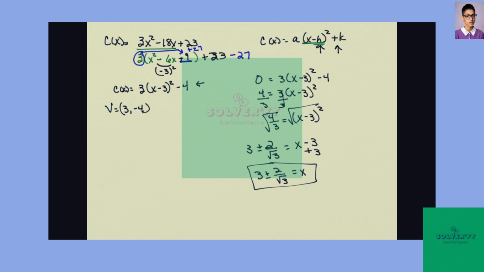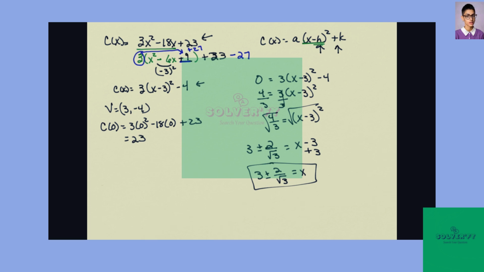The y-intercepts are really quite easier. We need to just put 0 in place of x. So I want to do that in this form. So if I go c of 0, that's going to be 3 times 0 squared minus 18 times 0 plus 23. I simply get 23. So there's my y-intercept. Now, they want us to draw a sketch.